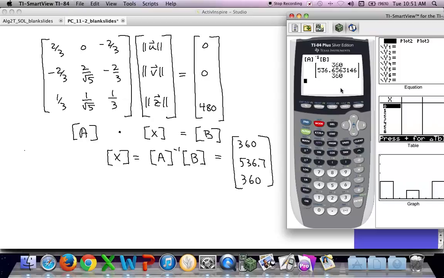So that's the tension in each cable. The tension in the direction of the u vector was 360 pounds. Same thing for the z vector. It looked like the v vector was 536.7.